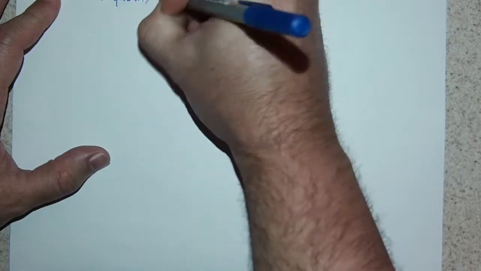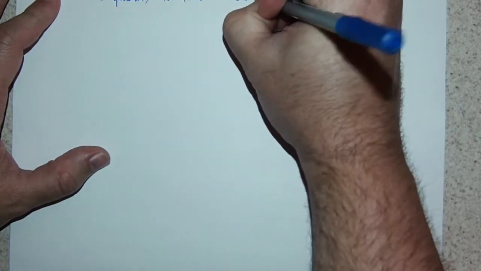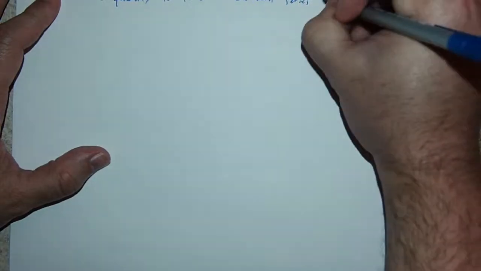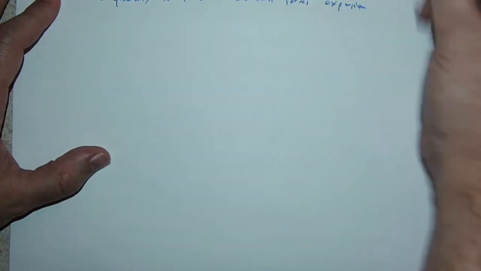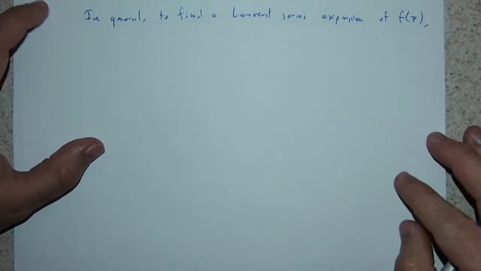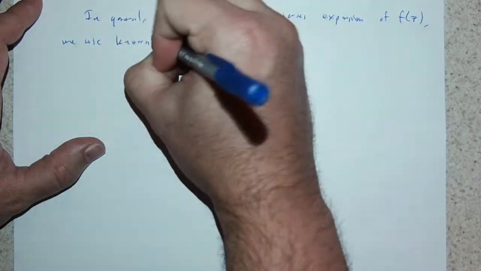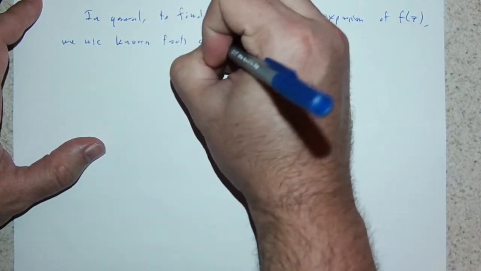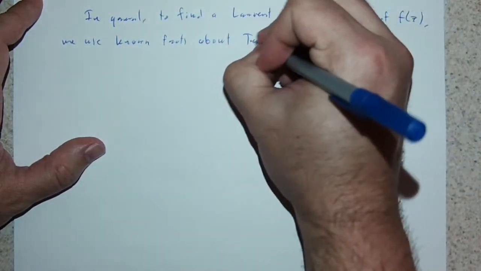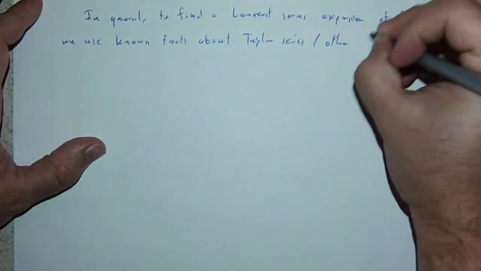So in general, to find a Laurent series expansion of some function f of z, we use known facts about certain Taylor series and other series, Taylor series slash other functions.